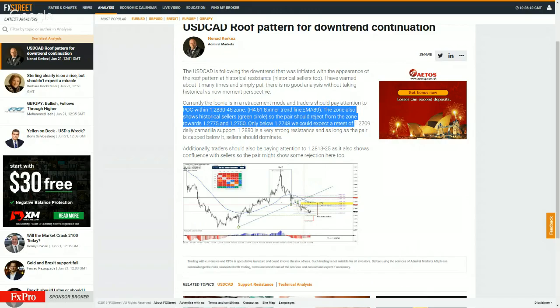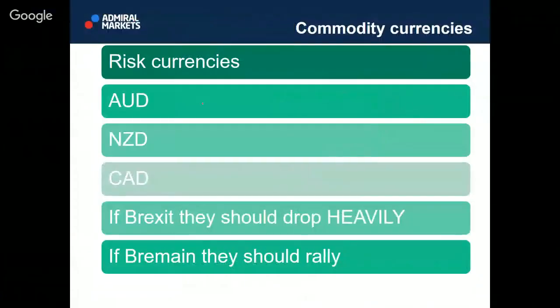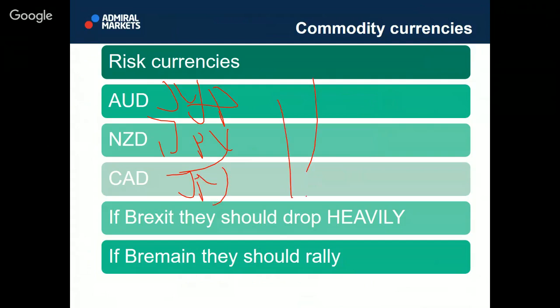So this is important. These are risk currencies, guys. If Brexit, they should drop heavily. Aussie, New Zealand, CAD, yen pairs. Okay, guys, yen pairs. This will drop if we see Brexit.